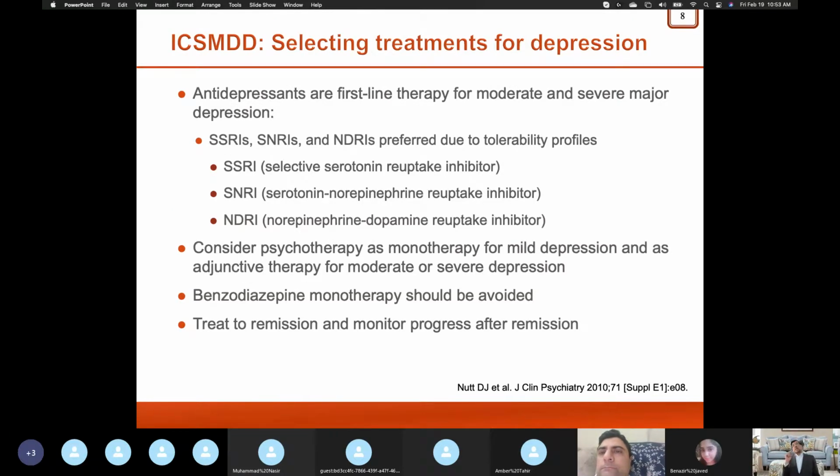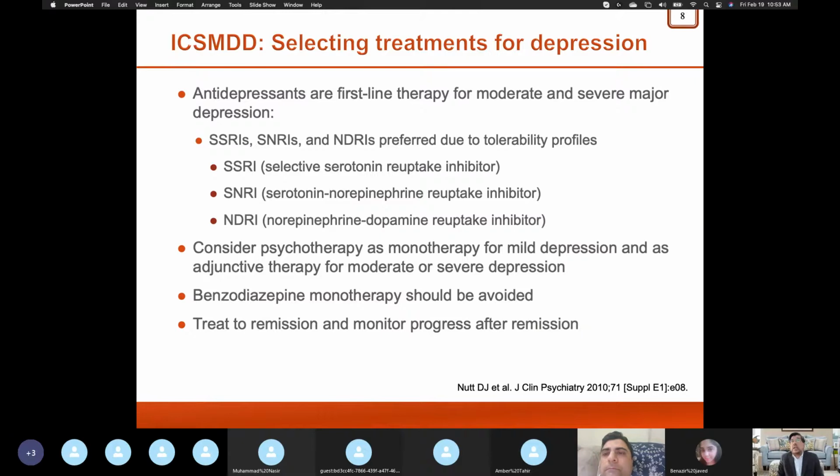Antidepressants are the first line therapy for moderate and severe depressive disorder. Unfortunately, most of the patients presenting to us never come with mild symptoms. For mild symptoms, yes, psychotherapy helps, religious therapy helps, yoga helps, exercise helps, and there are so many other options available. But for major depressive disorder with moderate to severe symptoms, only drug therapy is the first line.